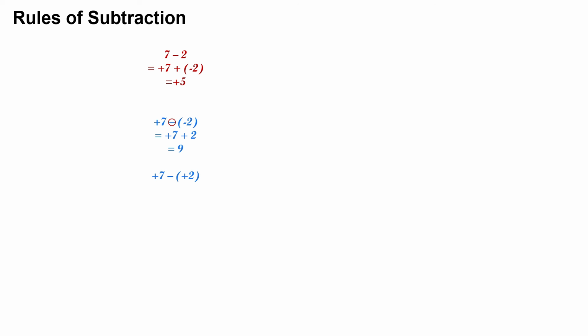Conversely, if it was given as +7 minus (+2), it will change the sign of the number within the bracket, that is +2 to -2. +7 minus 2 is equal to +5.